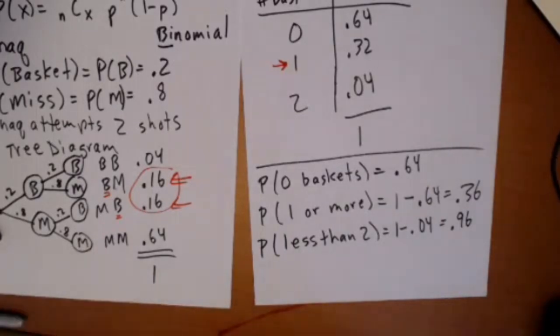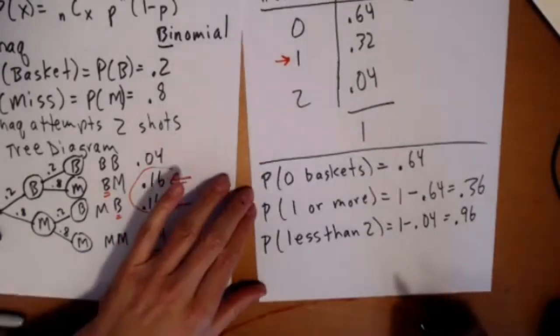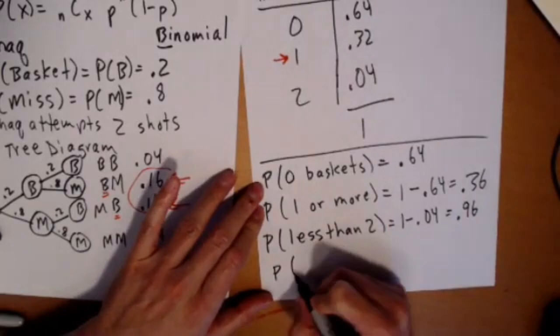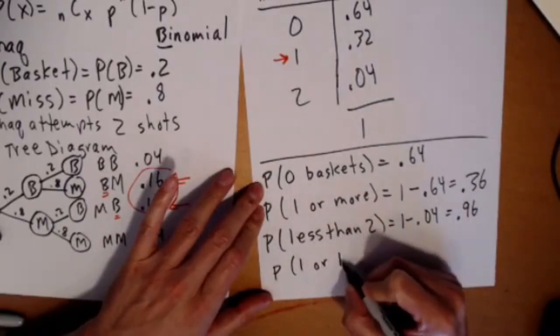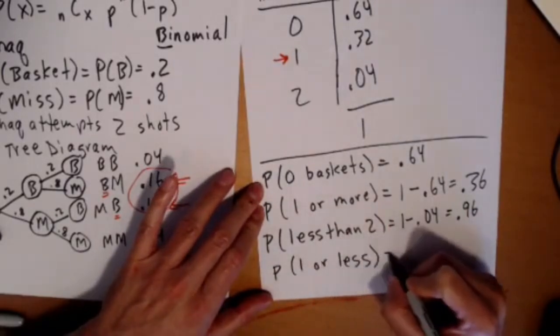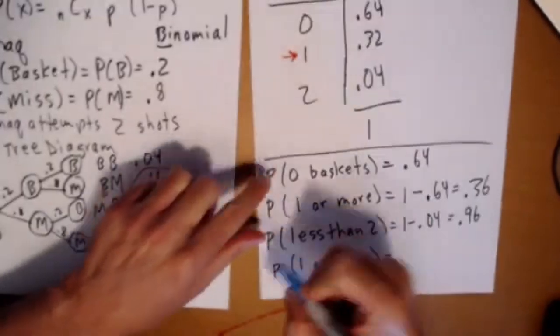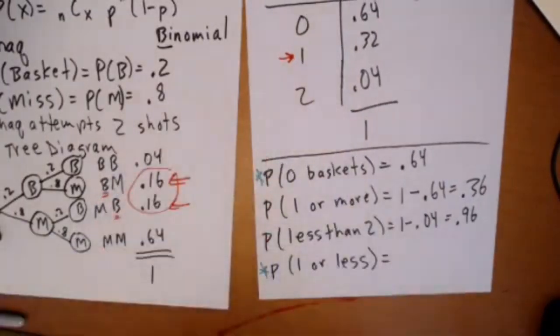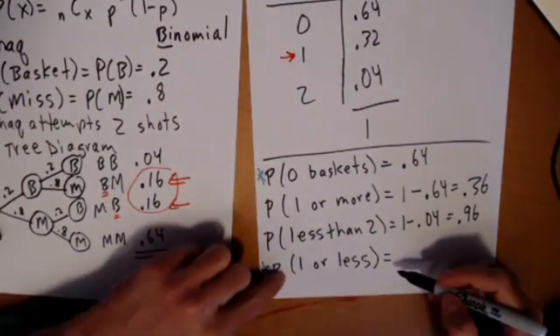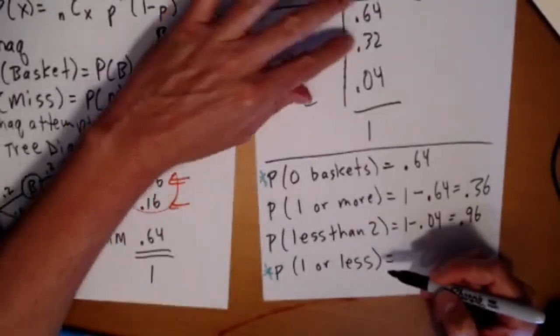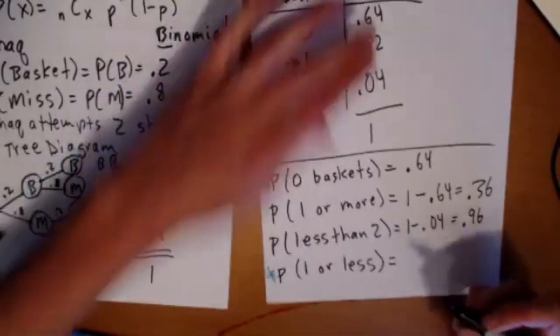Okay. Let me do one more. Probability of 1 or less. Let me put a star here. 1 or less is the 1 situation and the 0. So it's these two, and if you were to add them up, that would be what, 0.96?